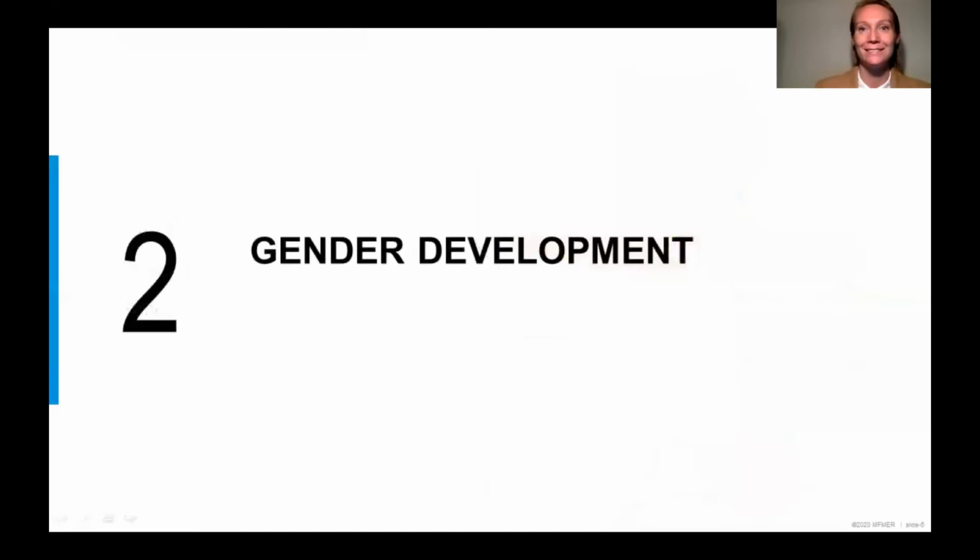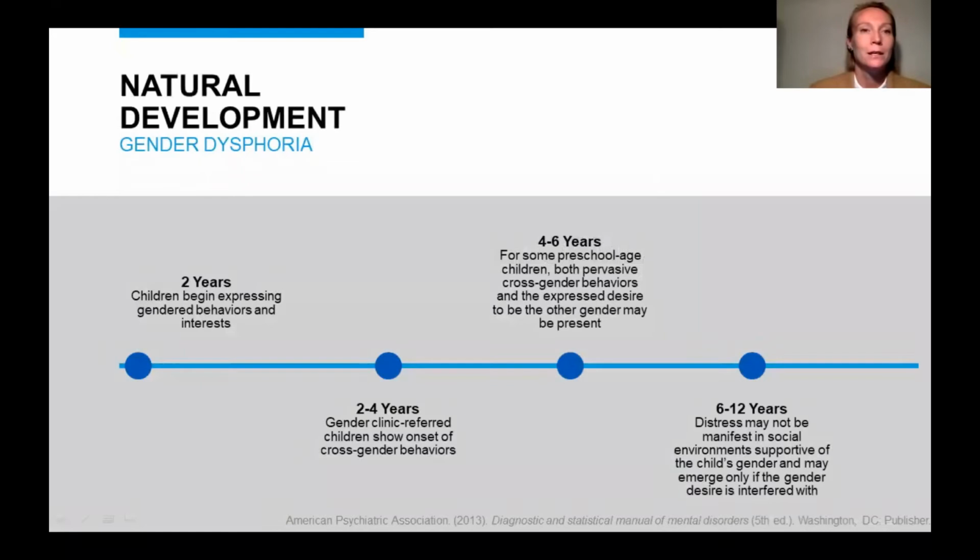Next, we will talk about gender development. So I've written out a timeline here, and this is according to the Diagnostic and Statistical Manual, and they have a whole chapter, which we'll go over in more detail, that talks about gender dysphoria. So this timeline is specific to a child who may be experiencing gender dysphoria, and it certainly does not represent all children or all people who experience gender dysphoria.